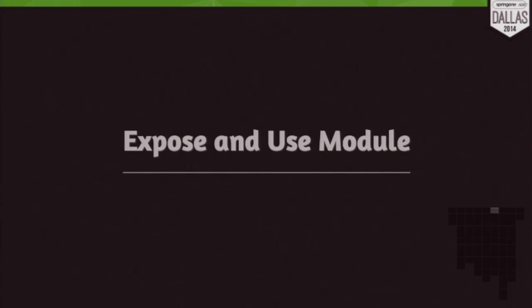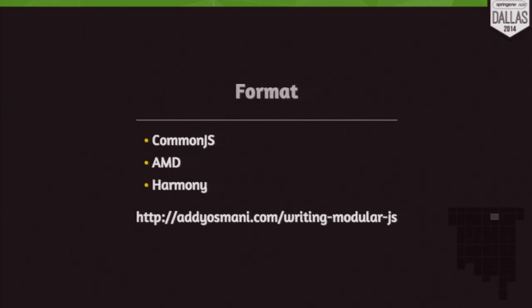Now that we can install those modules, we need to expose them and use them inside our code. And that's where the fun begins. There are already 3 different types of format. So for exposing and using modules, there is cujoJS, AMD, and Harmony modules. There is a great link here from Addy Osmani, which really explains in detail the main advantages and how to use them. So if you want, you can read this link.